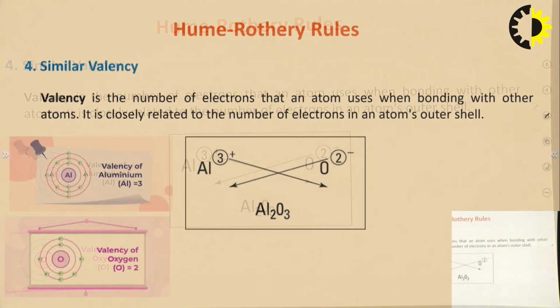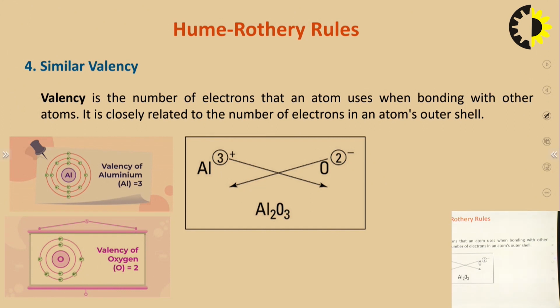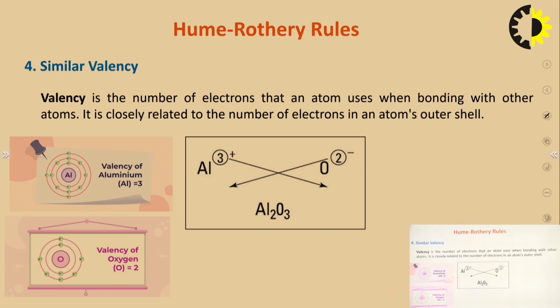Now the fourth rule is similar valency. As you know, valency is the number of electrons that an atom uses when bonding with other atoms. It is closely related to the number of electrons in an atom's outer shell. So suppose you are going to mix aluminum with oxygen. Here Al2O3, because we have 3 valency here and 2 valency there, that can be easily done. So we also have to take care of this valency thing while applying the Hume-Rothery rules.